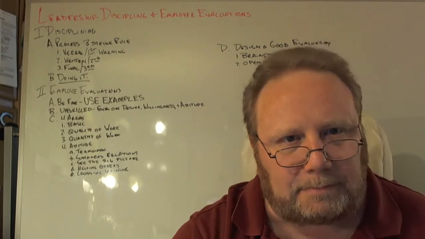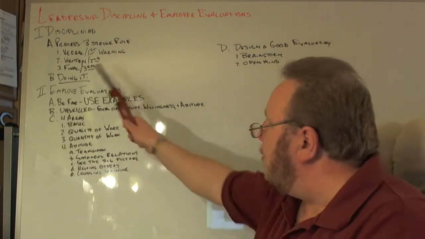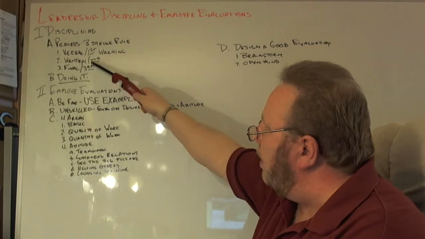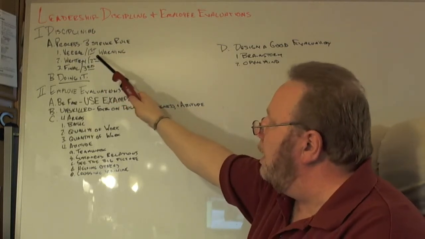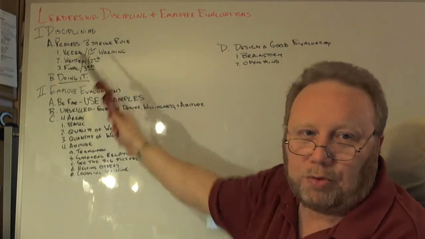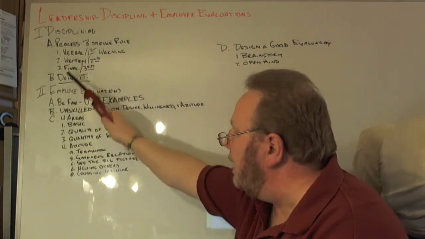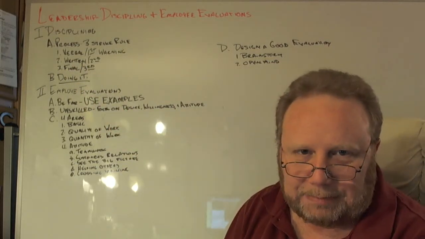First, we're going to talk about disciplining, and the process is a 3 strike rule. I'm going to go over these real quick, and then I'll get into each one in detail. The first is a verbal warning, or a first warning, okay? The second warning is a written warning. The third warning is the final warning before termination.